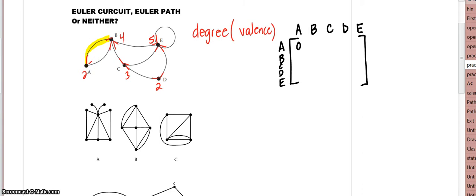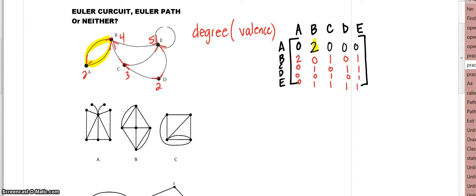There are 2 connections from A to B, so I would put a 2 in this spot right here. There are no connections from A to C, there are no connections from A to D, and there are no connections from A to E. So why don't you take a minute and see if you can do the rest of that.